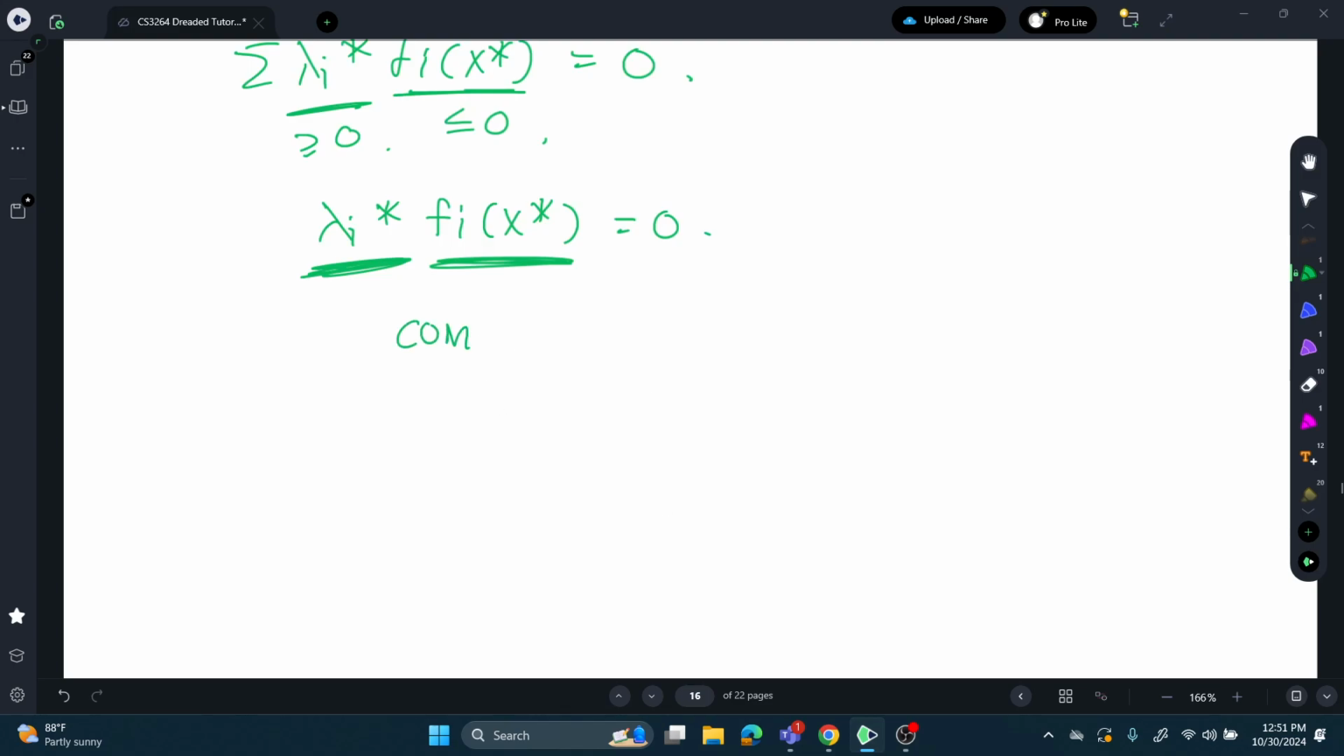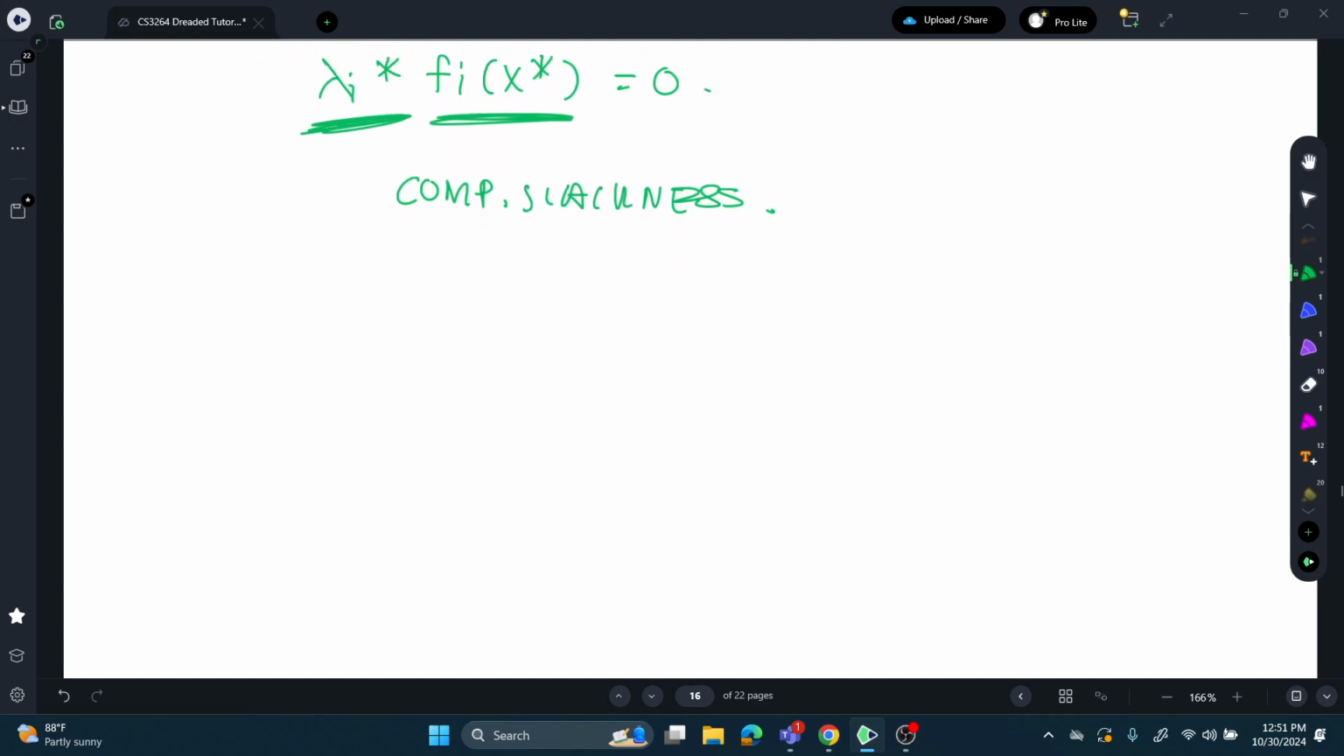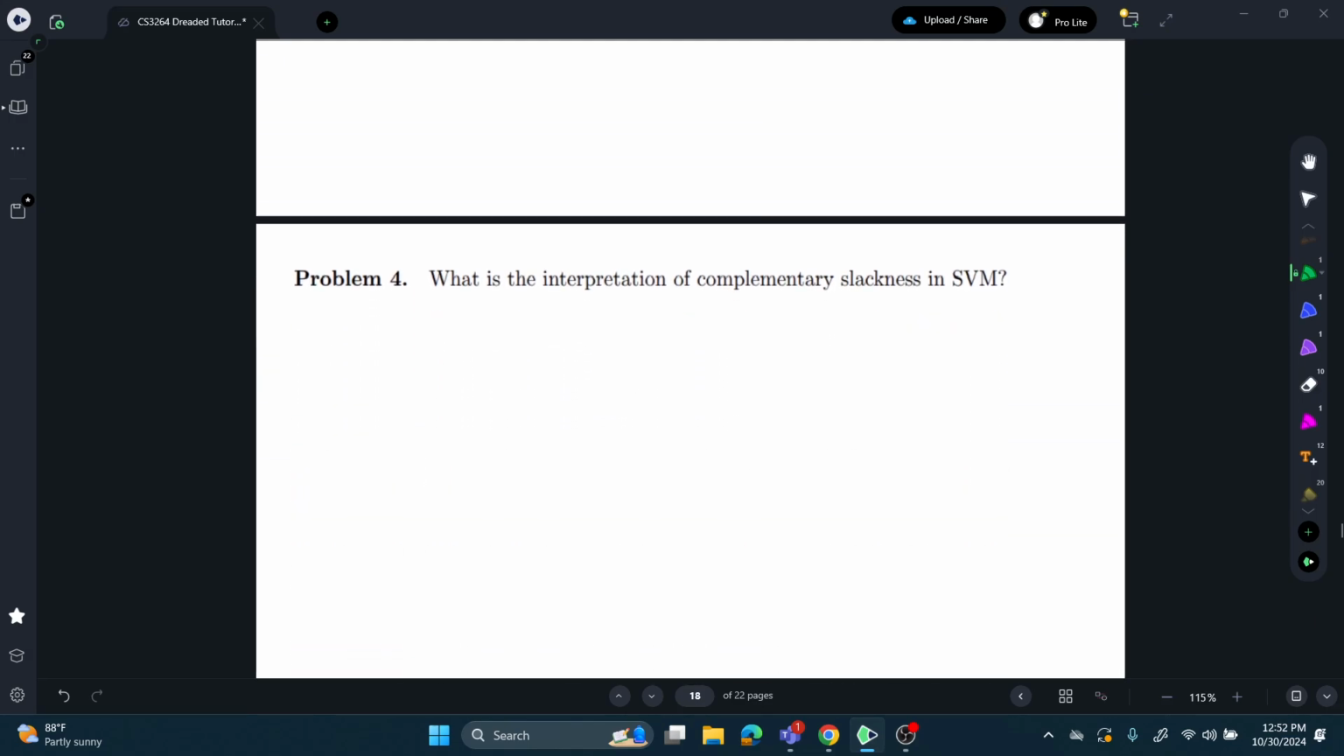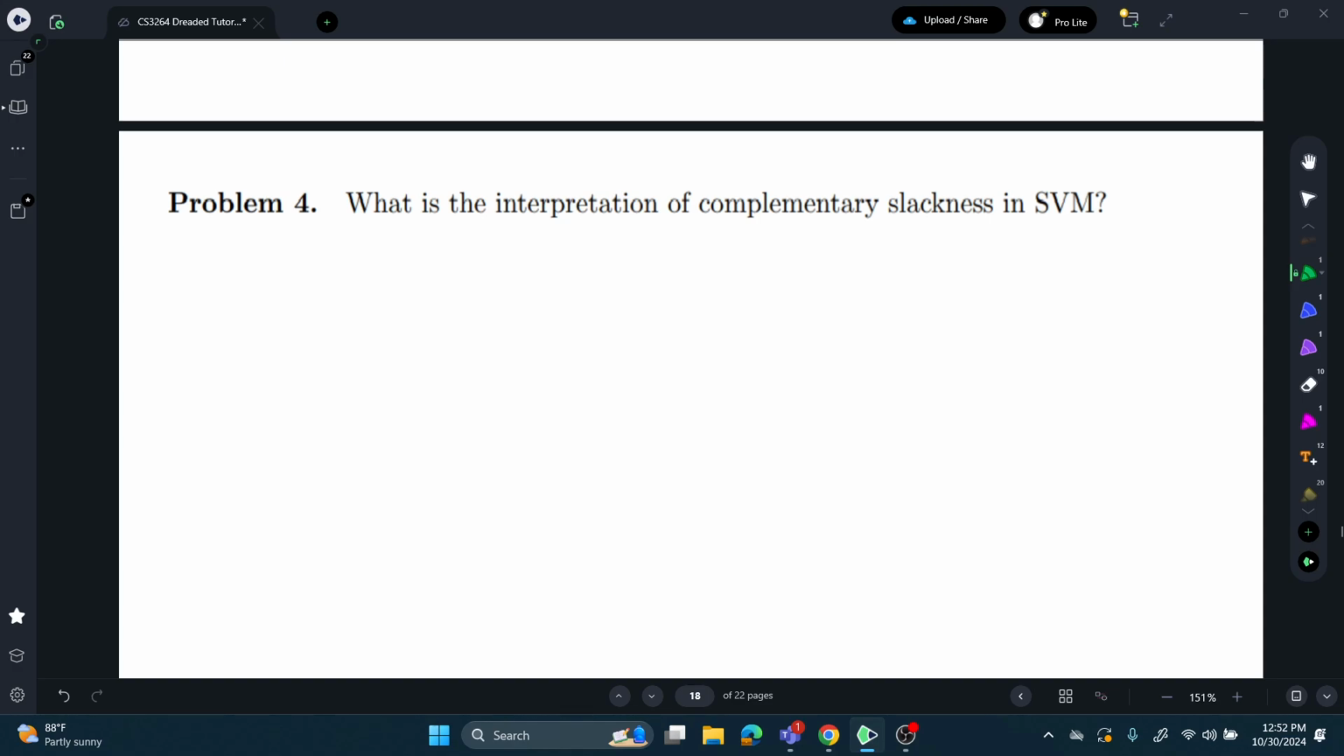So x can only be at that bound or the Lagrange multiplier has to be 0. This is what we call complementary slackness. Complementary slackness means that either the constraint is active or the multiplier associated with it will be 0. So if we try to relate this to the SVM, our constraint is 1 minus t_n(w x_n plus b), which is less than or equal to 0, right? Okay? This is our constraint. So the moment that strong duality holds, the moment that your dual problem optimal value is equal to the primal optimal value, then complementary slackness must hold.